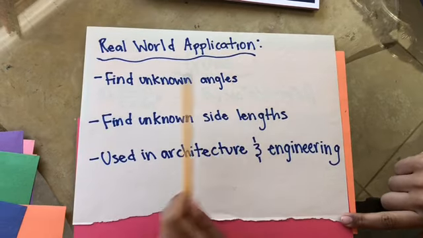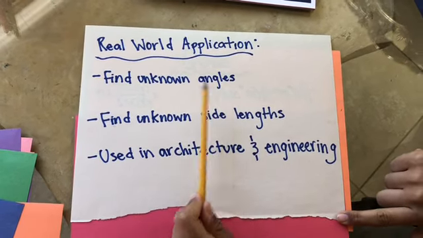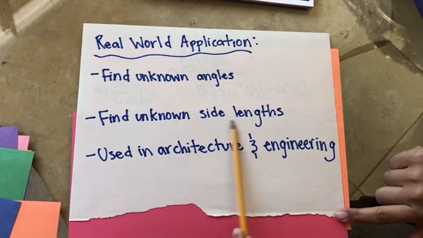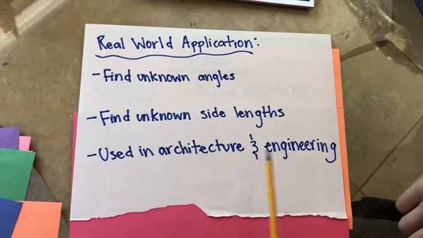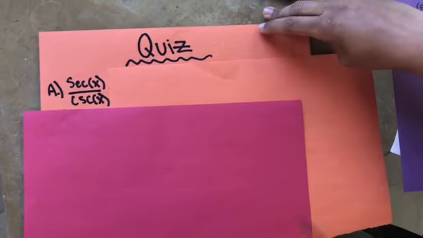Now on to real-world applications. You can find unknown angles, find unknown side lengths, and it's often used in architecture and engineering. So now we have the quiz.